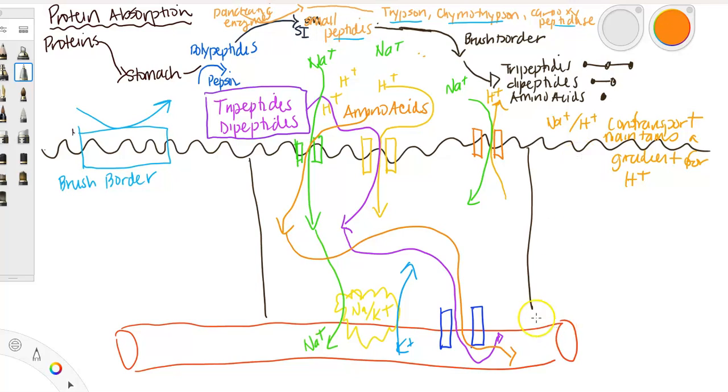So now we have all that in the blood headed towards the liver. So that's the tripeptides, dipeptides, and amino acids headed to the liver. Okay, so very similar to the carbohydrate absorption. All right. Okay, so the next one we will look at is fat absorption, or absorption of lipids.